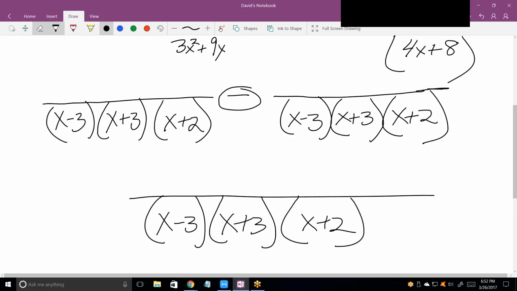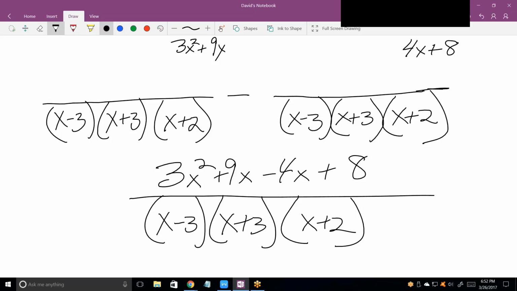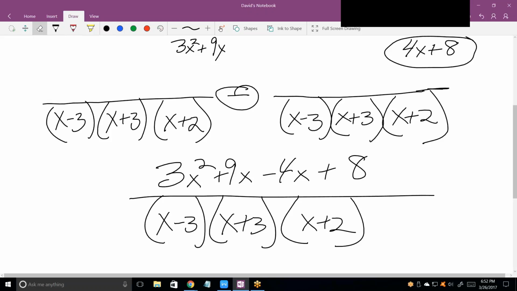If I leave the parentheses off, and there were never parentheses there in the first place, so it's really easy to leave them off. And then you think you end up with 3x squared plus 9x minus 4x plus 8, and that's wrong. This negative sign has to be distributed to both terms. So you end up with a minus 8. And the easiest way to do that is by putting parentheses around that numerator.